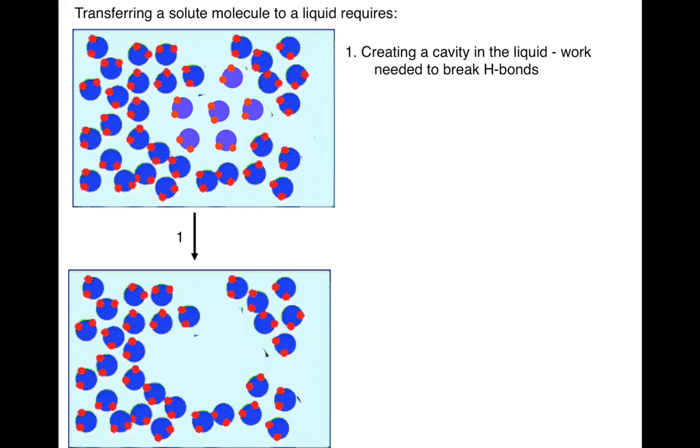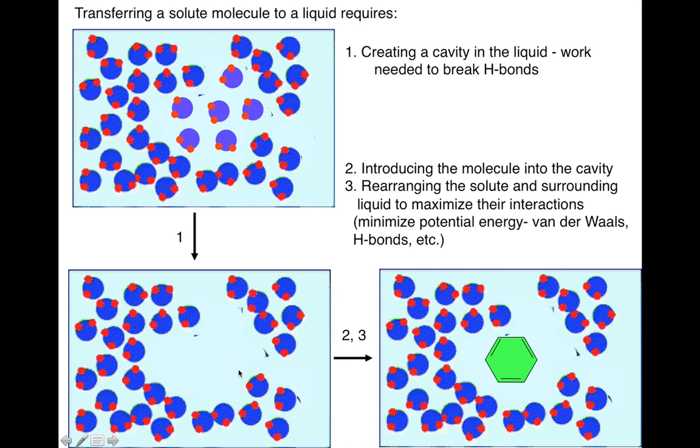You need to first create a cavity in the water. You might have to make a hole in the water to fit another molecule in. To do that, you have to break hydrogen bonds, and because of the hydrogen bonding, as I mentioned, there's very high surface tension, and you have to overcome that. So you have to make a cavity. And then you're going to put in, let's say, a molecule of benzene. You introduce that molecule, and then the solvent itself, the water, is going to rearrange to maximize interactions.